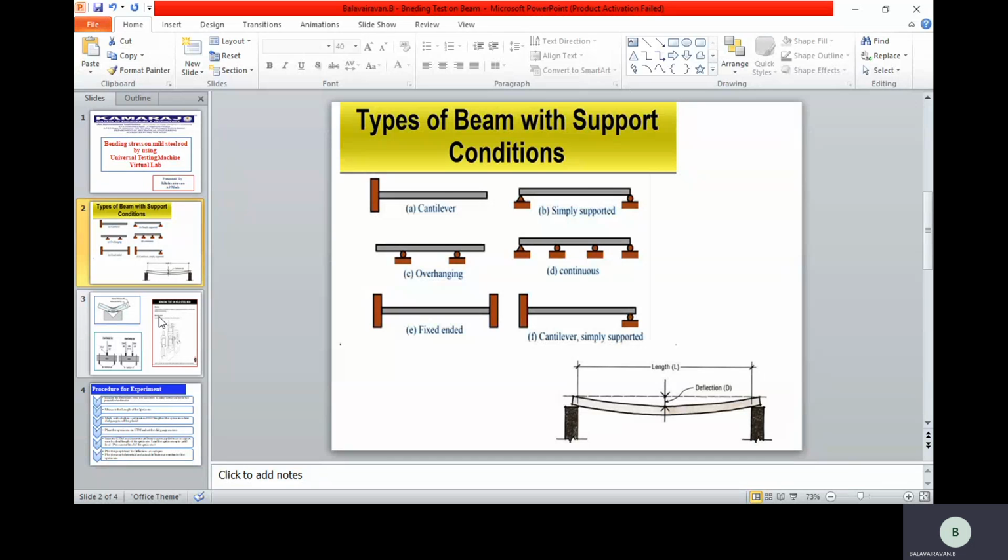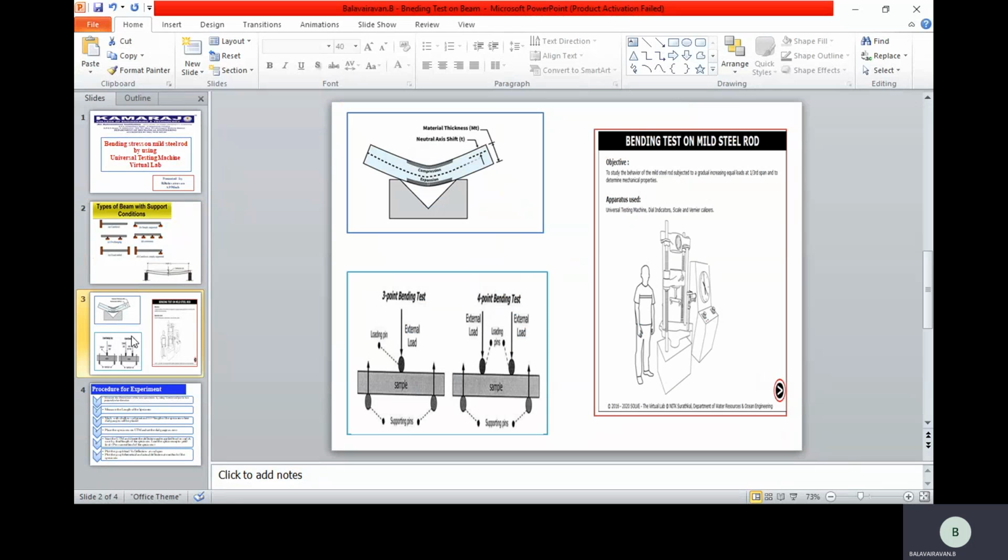Then the bending test is carried out on the mild steel rod by using a universal testing machine. In the universal testing machine, there are 2 types of methods. The first one is the 3-point bending test, and the second one is the 4-point bending test. So now we are going to do the 3-point bending test.